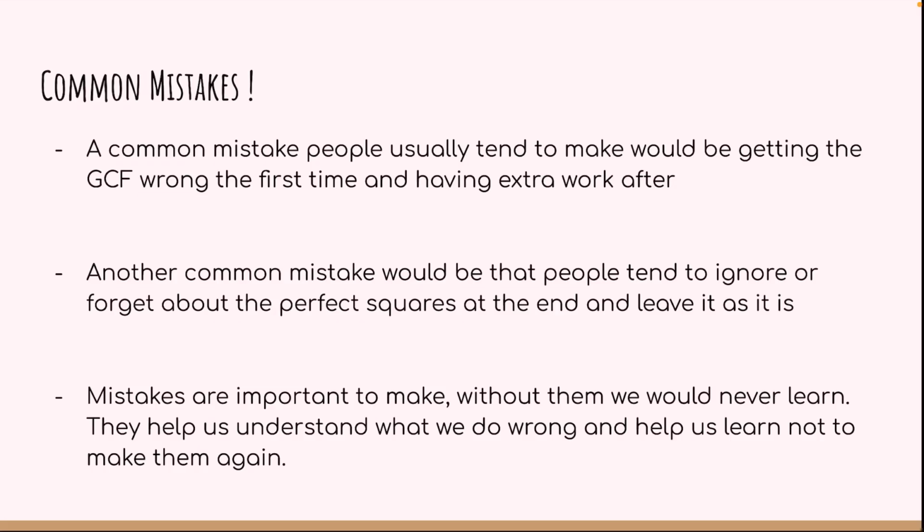Some common mistakes. A common mistake people usually tend to make would be getting the GCF wrong the first time, and then it just ruins the whole thing, and you're just like, what do I do now? So make sure you get the GCF right the first time. And another common mistake would be people tend to ignore when you have 2 perfect squares and they just leave it. But if you do that, then you won't get the roots that you need to have in order to get the problem right.